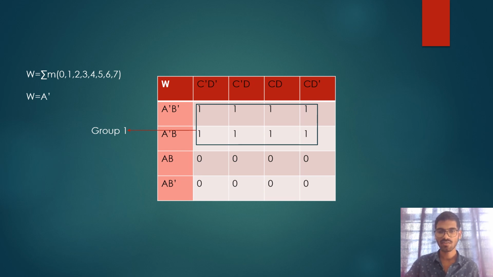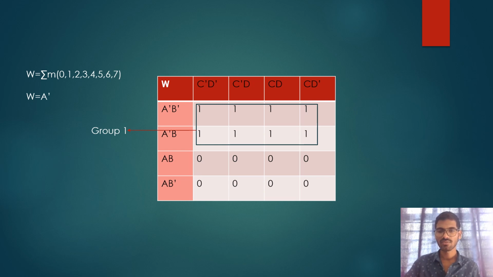What is the solution for the oct here? C bar D bar, C bar D, CD and CD bar all cancel each other. Why? At all these positions we have 1, 1, 1 and 1. So when we simplify, they all cancel each other, and we are left with nothing. In the rows we have A bar B bar and A bar B. If simplified, we get the common term A bar. So the solution of this oct is A bar. That is group 1. So the solution of W is A bar.